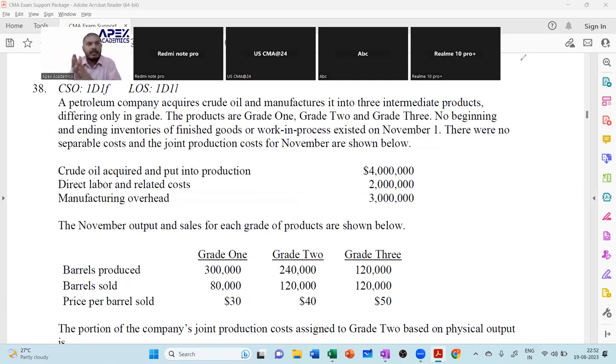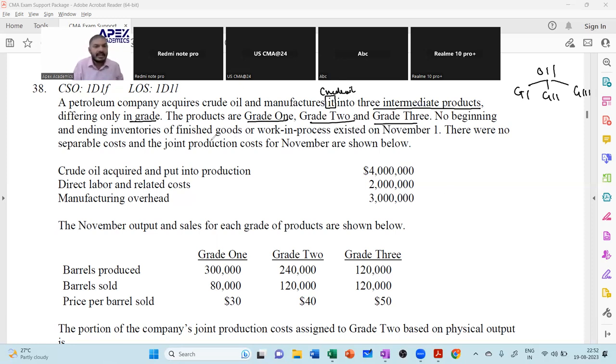Don't worry. A petroleum company acquires crude oil and it manufactures that crude oil into 3 intermediate products differing only in their grade. The products are grade 1, grade 2 and grade 3. There are 3 products being made out of the oil. So you are getting the oil and making 3 products, grade 1, grade 2 and grade 3.